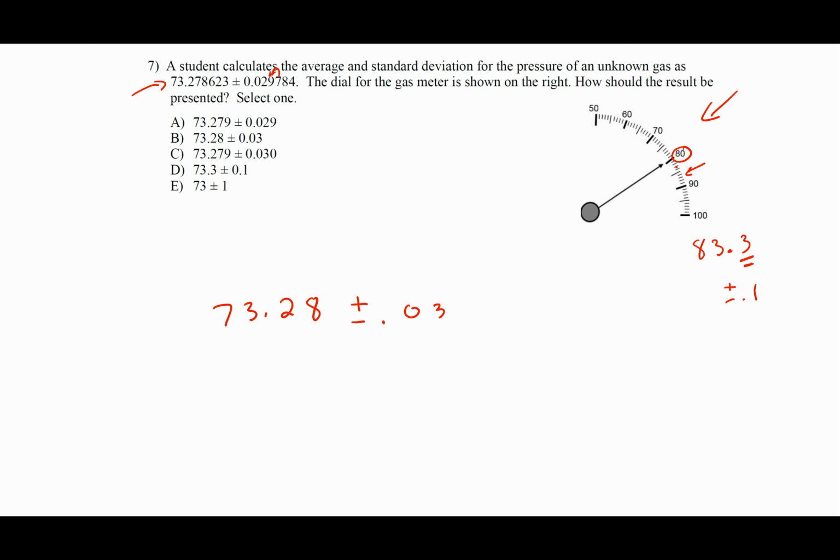So what is bigger? Plus or minus 0.1 or plus or minus 0.03? It's plus or minus 0.1. So we have to use the plus or minus 0.1, and then we'll use 73.3 because that has to round. D.